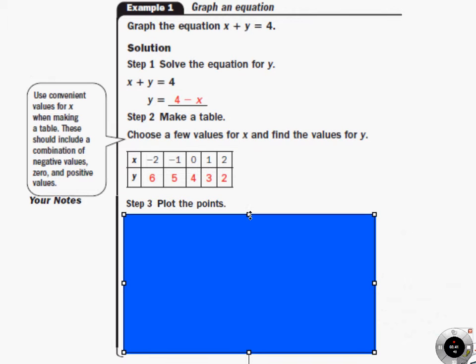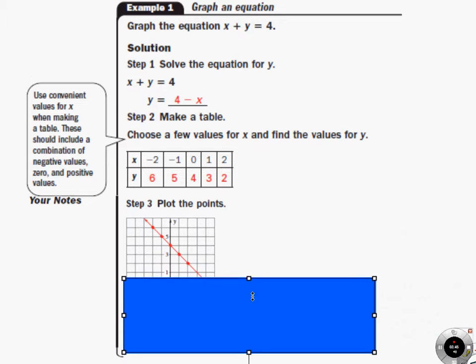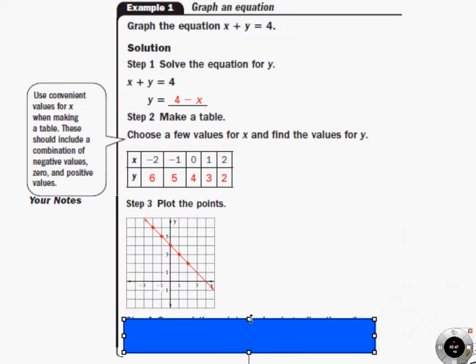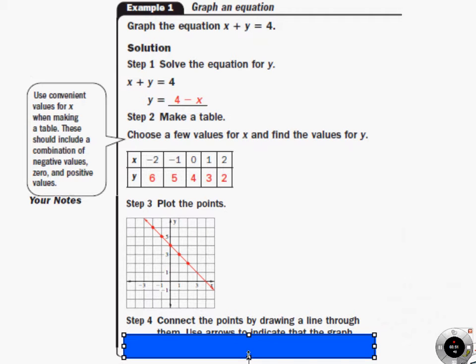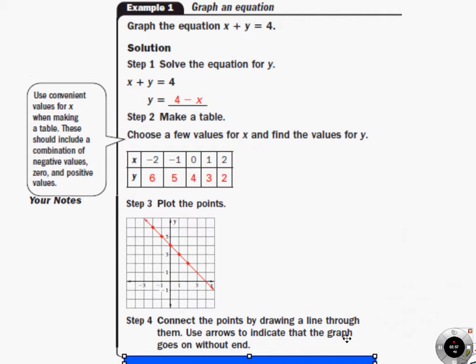Once you've found all those values, you'll then place them in ordered pairs and plot your points. Once you've plotted the points, you should connect the points by drawing a line through them. Use arrows to indicate that the graph goes on without end. This is because we do not have a restriction on our domain, and therefore the domain is all real numbers for x.